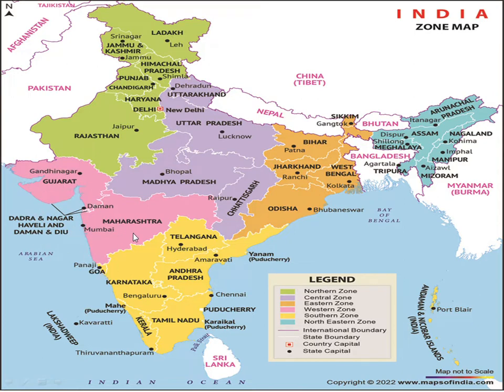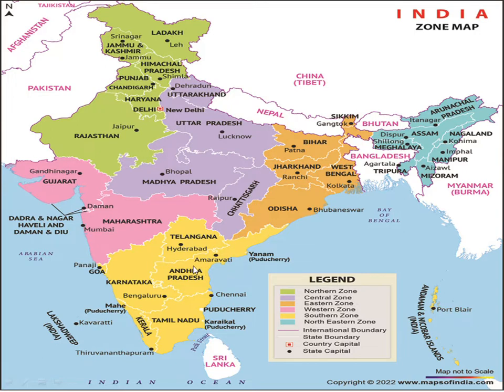So if we calculate this, 1, 2, 3, 4, 5, so 5 states plus 3 states is 8 states. And we have one union territory here, 1 plus 3, 4. So 8 states and 4 union territories. You consider only Madhya Pradesh and Chhattisgarh as the central part of India. You consider Uttar Pradesh and Uttarakhand as the north part of India. The map is given, but for our convenience, we change this map. Madhya Pradesh and Chhattisgarh are part of the central zone.